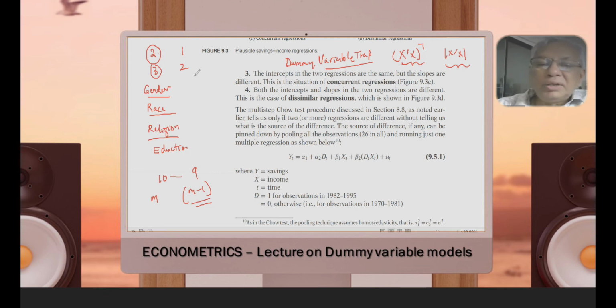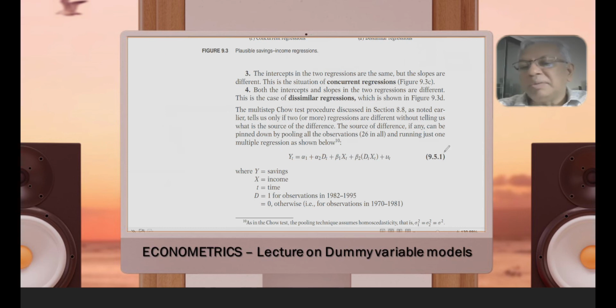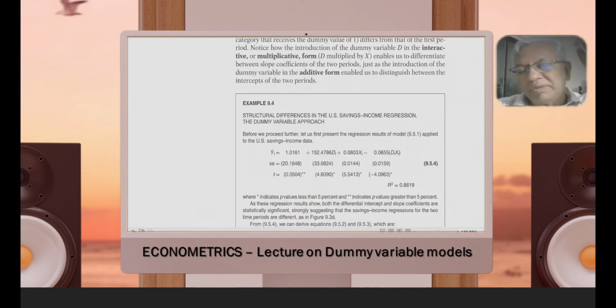If you have two classifications, you need one dummy. If three classifications, you need one less dummy, that is, two. That is the whole idea, and that will allow you to avoid the dummy variable trap. Otherwise, your model will show a dummy variable trap and you will not be able to estimate it. So that is more or less the issue of dummy variables in the model.